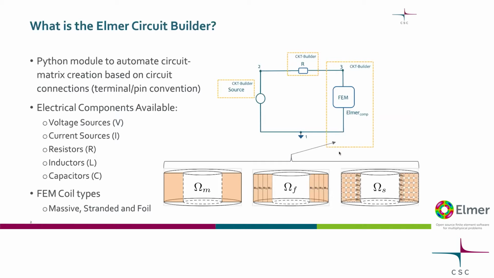Then we have stranded, which would be this image to the right. It doesn't have to be circular coils, but you get the point, it's a multi-turn winding, let's put it that way. And then the foil, which is basically just foils in the same fashion. You have multiple turns.